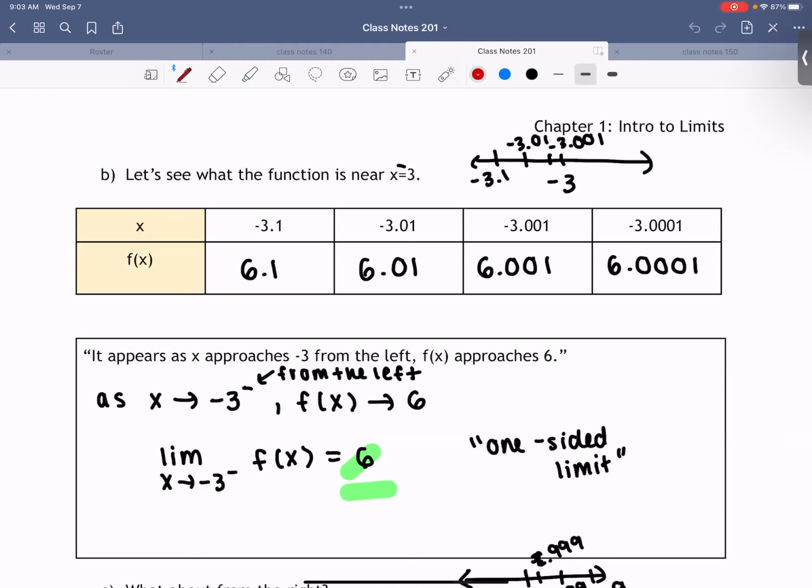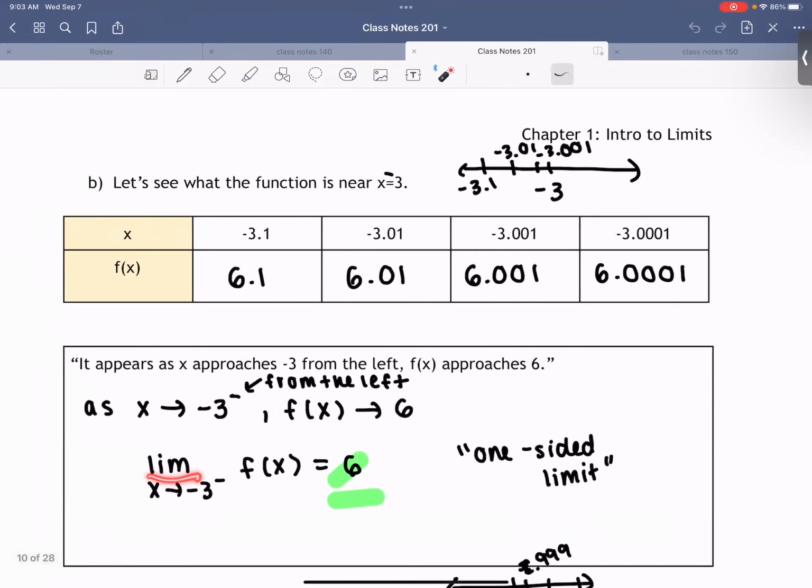And we found that as x approaches -3 from the left, the function f of x, or the y values, approach 6. Now, instead of writing that whole big thing, we abbreviated this as the limit as x approaches -3 from the left, with the negative sign, of our function equals 6. And we called that a one-sided limit because we were approaching it from one side.